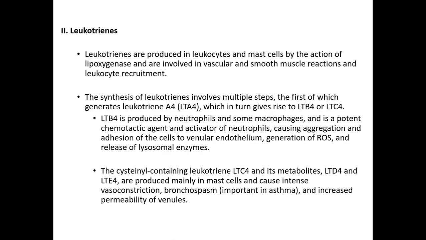Leukotrienes. The leukotrienes are produced in leukocytes and mast cells by the action of the lipoxygenase pathway and are involved in the vascular and smooth muscle reactions and leukocyte recruitment. This is their function. The synthesis of leukotrienes involves multiple steps, the first of which is generating leukotriene A4. In turn it will give leukotriene B4 or C4.